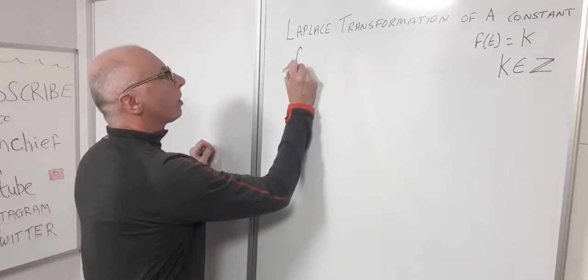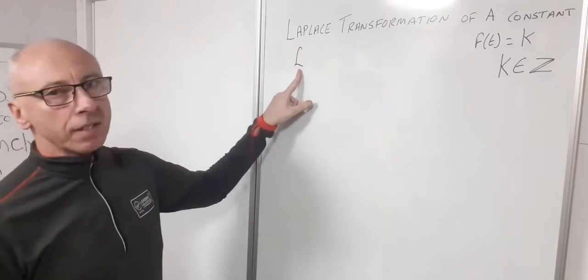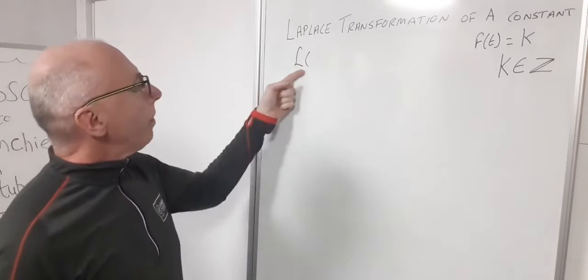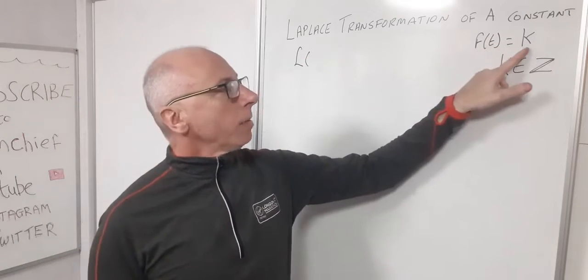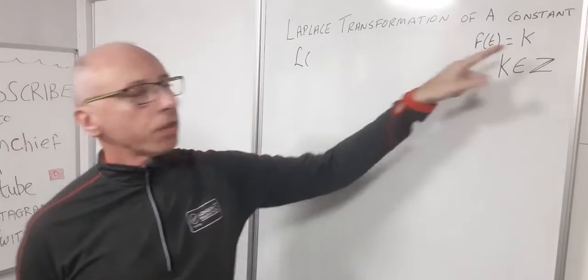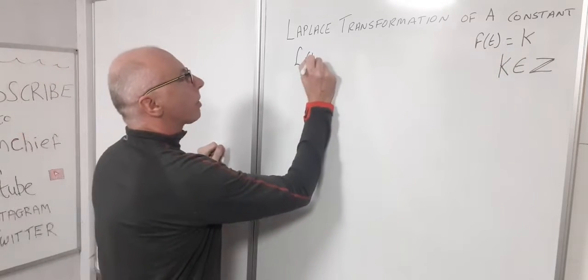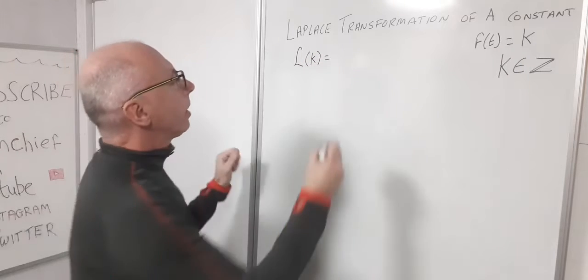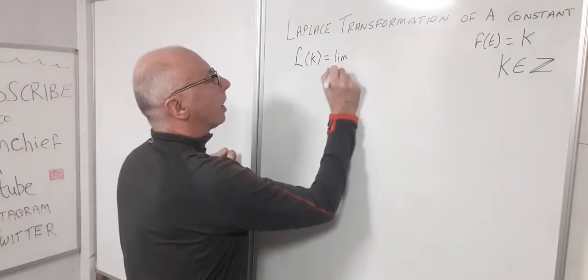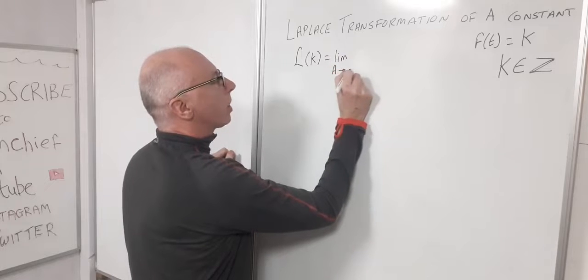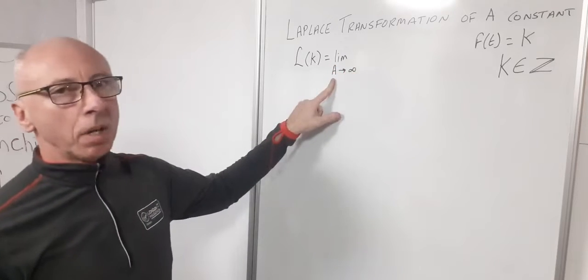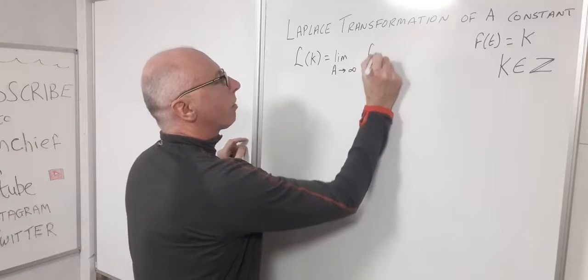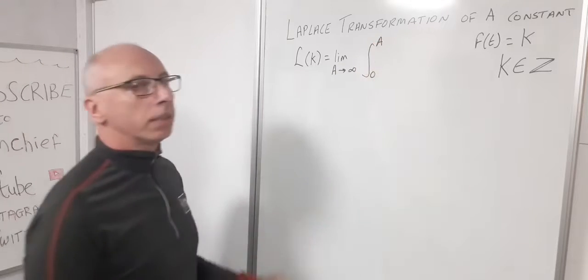So the Laplace transformation, it's this kind of fancy L, and it's of whatever this f of t is. So our input is going to be this here, which is our constant k. So that's what we're going to put in there. And then what it equals is the limit as a approaches infinity. So I'm going to use a as my variable for that. And it's the integral from 0 to a.